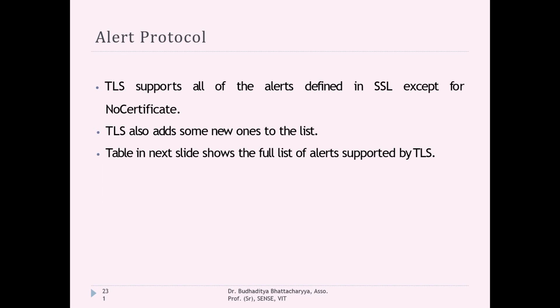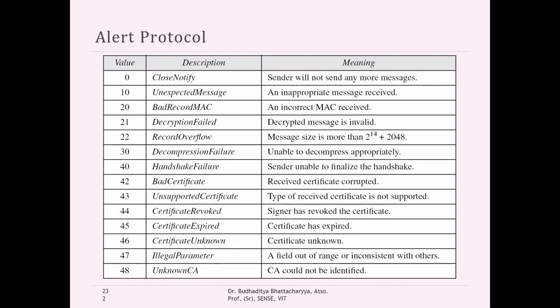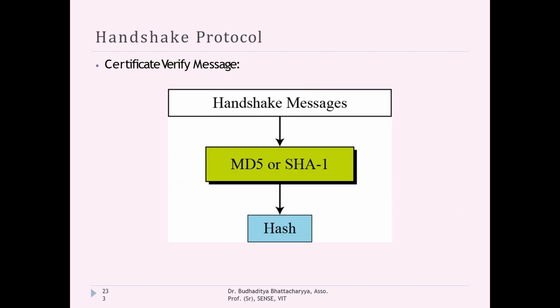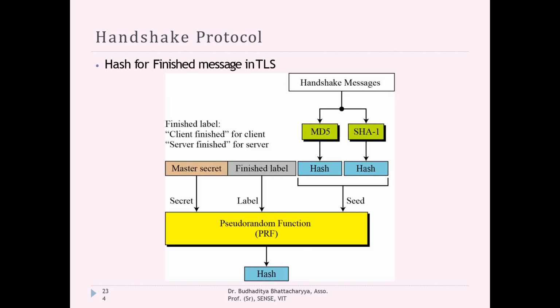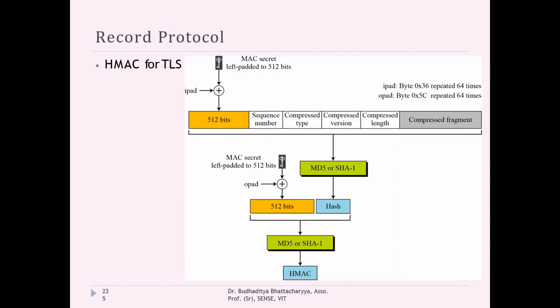The alert protocol is also in the same manner. You can observe a similar kind of alert protocol. So certificate has expired, certificate unknown. The indexes will change, the orders will change, something like that. Nothing that different. So handshake is done with respect to the certificate verification. You can see it verifies the handshake messages using MD5 or SHA-1, and then we create a hash function over it. Again, this you can avoid going forward. This is how it is done, which is not required at all.